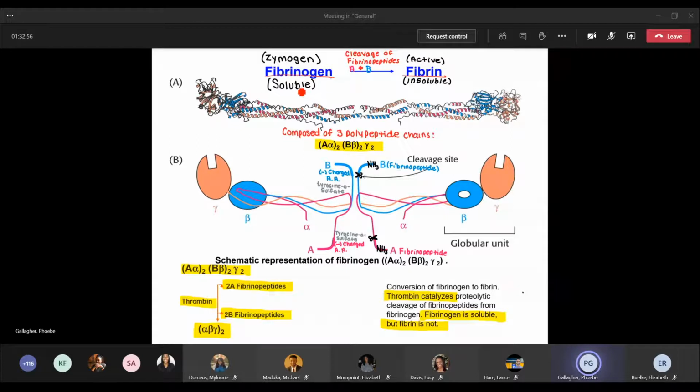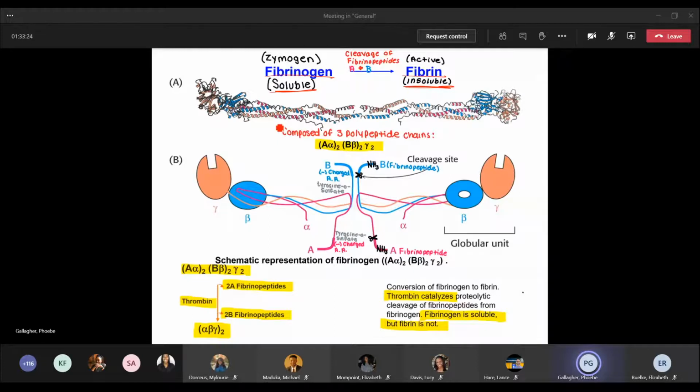You'll see that fibrinogen in its normal form is going to be soluble. This is important because all of these factors are going to be floating around in your blood. So when it's soluble, it's able to just follow your circulatory system within your blood and float around in it. When it's activated, it becomes insoluble, which allows it to bind to the surface and no longer be dissolved in your blood.